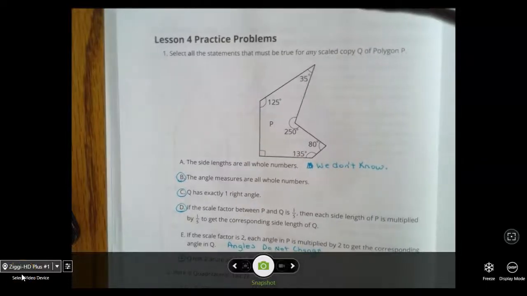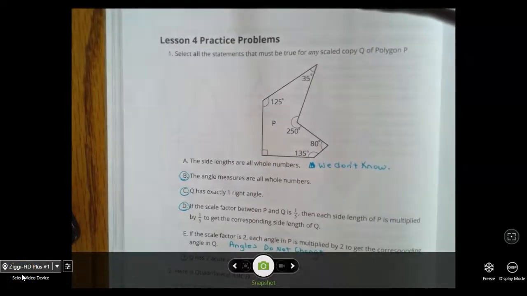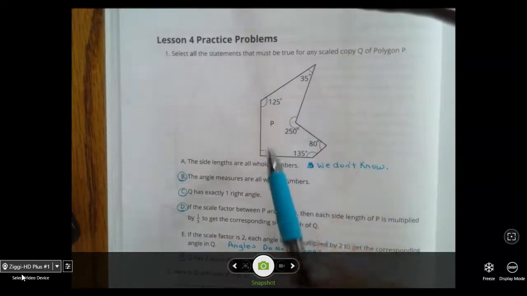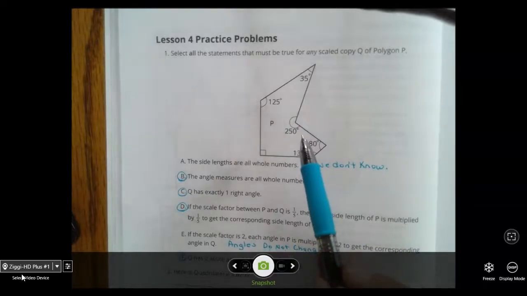Okay, these are the lesson 4 practice problems key. It says select all the statements that must be true for any scaled copy Q of polygon P. So we're going to make a scaled copy of this shape. What would have to be true?